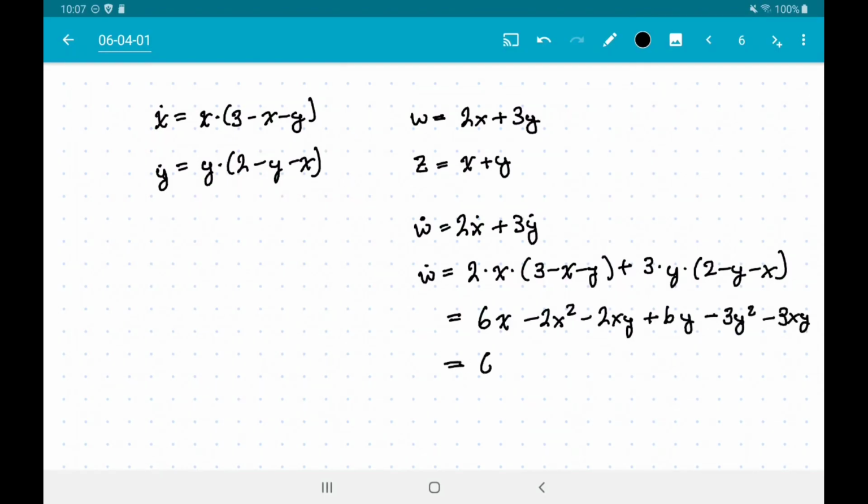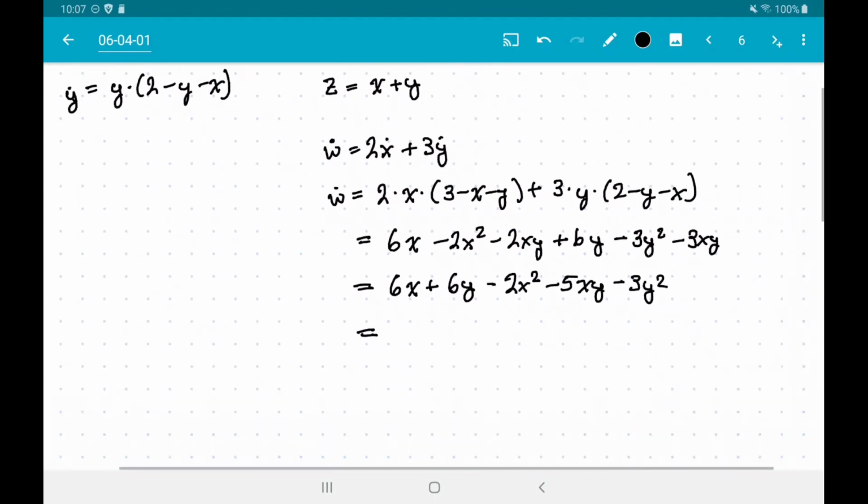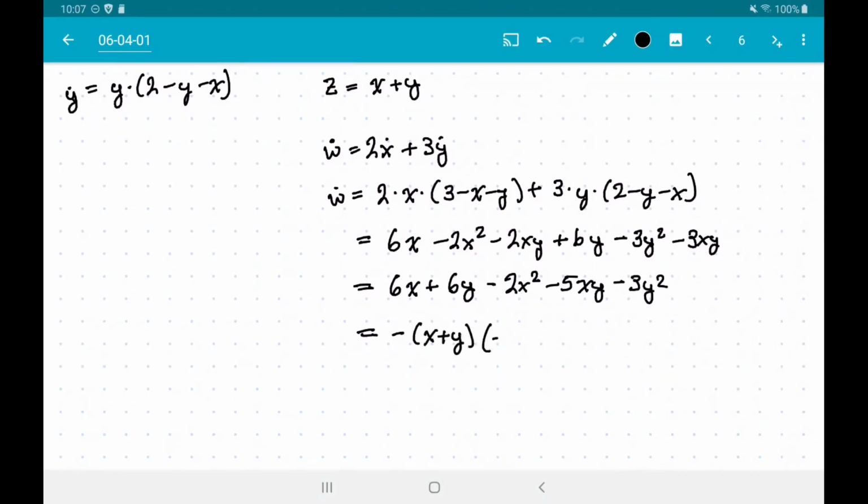So you end up with 6x plus 6y minus 2x squared minus 5xy minus 3y squared. And by a sort of algebraic miracle, this factors like this.